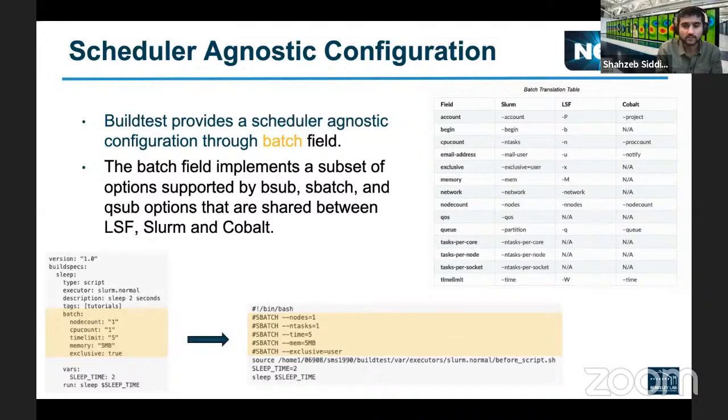Currently, for instance, time limit is provided by all the schedulers. So the field name is called time limit, but in Slurm it's called time, in LSF it's W, and in Cobalt it's -time. And this is just an example of a test that is using Slurm. We can specify the node count, CPU count, time limit, and it will convert all of them into SBatch directives.